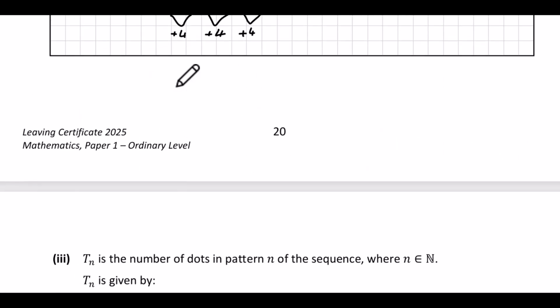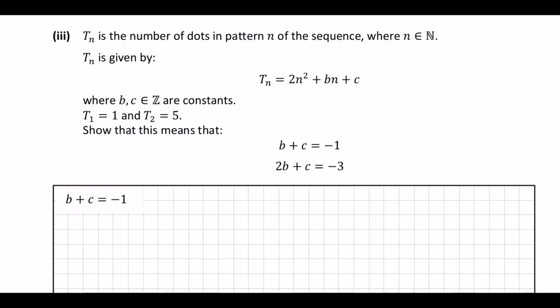The next part then is, let's see, part 3 here. We have Tn is the number of dots in pattern n of the sequence, where n is a natural number. Tn is given by 2n squared plus bn plus c, where b and c are integers. Let's see, t1 is equal to 1, t2 is equal to 5. Show that this means b plus c is equal to minus 1.